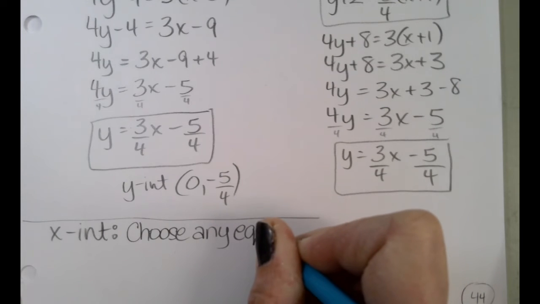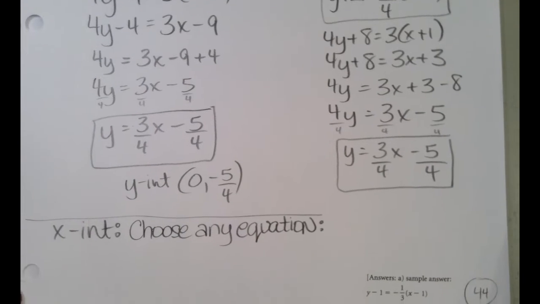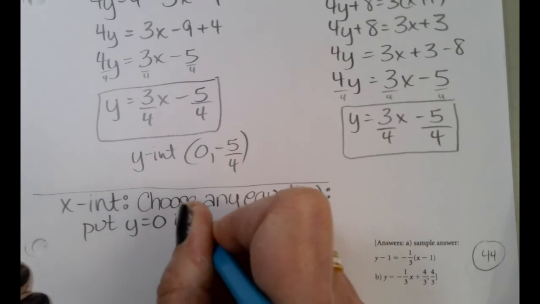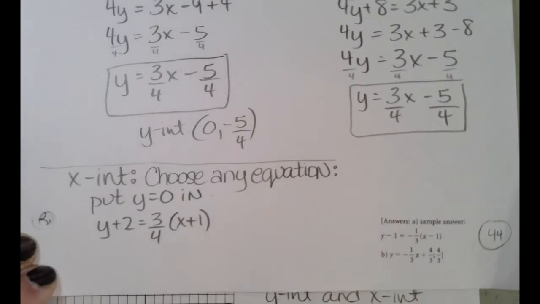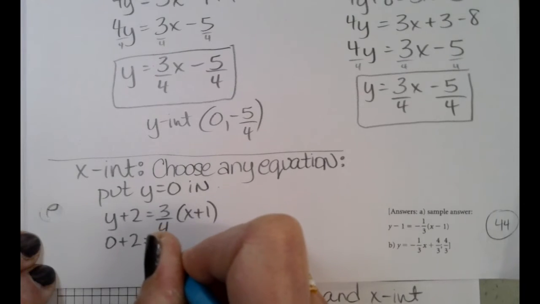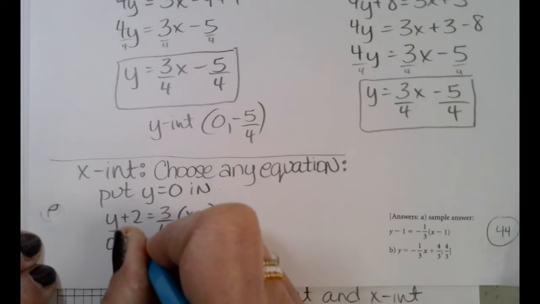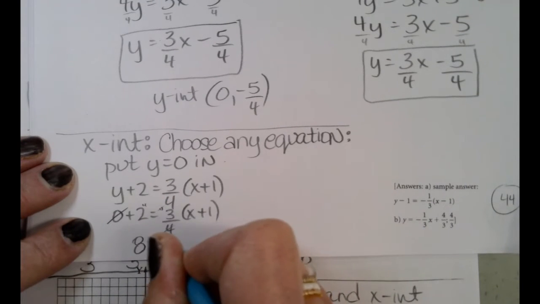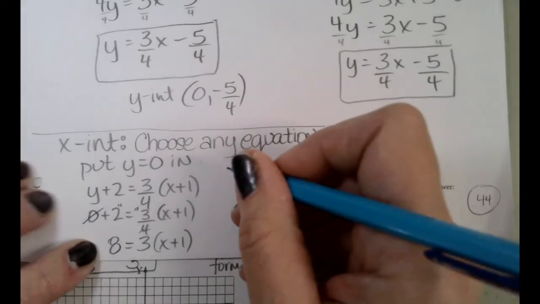equation. I forgot how to spell that for a second. Choose any equation. Doesn't make a difference. You will get it. Put y equal to 0 in. y plus 2 equals 3/4. I'm choosing this one. Makes no difference which one you choose. 0 plus 2 equals 3/4. That guy's gone. I get an 8 equals 3. Oh, I did choose the longer one out of the two, didn't I? That's okay.